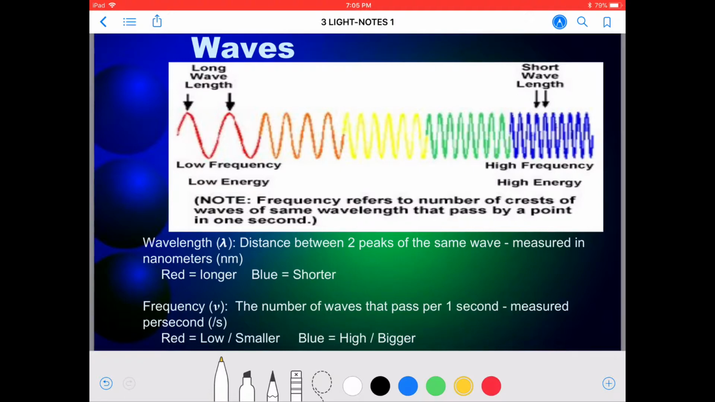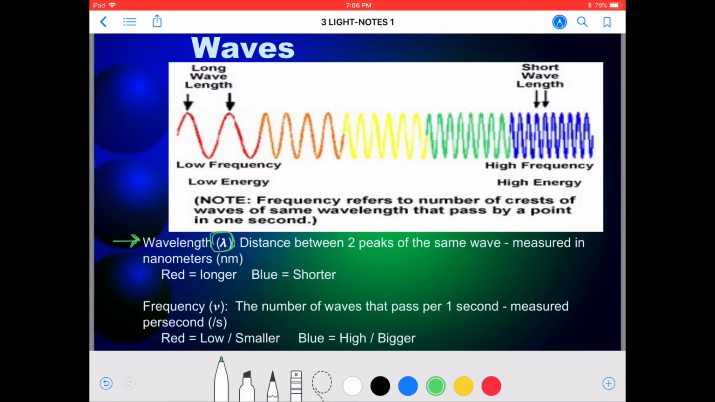So wavelength is a common thing to talk about. This is how our spectroscopes actually measure the different colors that are given off from the lights that we study. So wavelength is actually denoted with the symbol lambda. It's a Greek letter L. It looks here like an upside down Y. But this is just showing you that wavelength is the distance between two peaks of the same wave measured in nanometers.